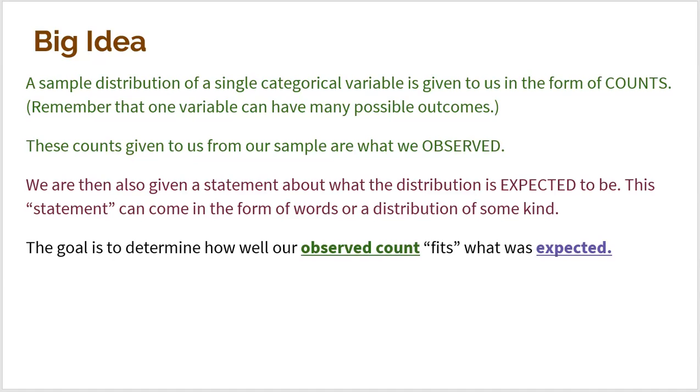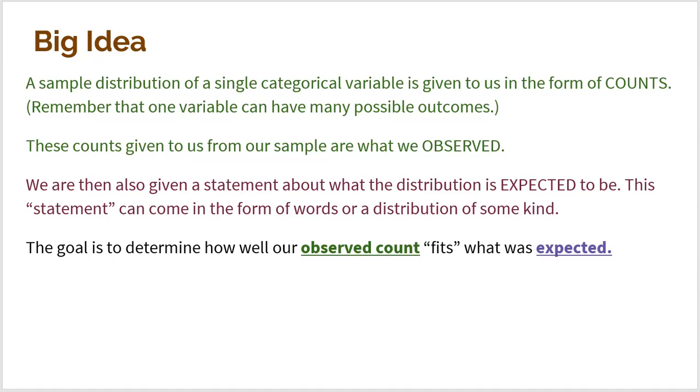All right, so let's make sure we understand the big idea here. A sample distribution of a single categorical variable is given to us in the form of counts. Remember that one variable can have many possible outcomes. I can't stress that enough. These counts given to us from our sample are what we observed. So we observed what you're going to see in the table. And again, this will all be given to you in any problem.